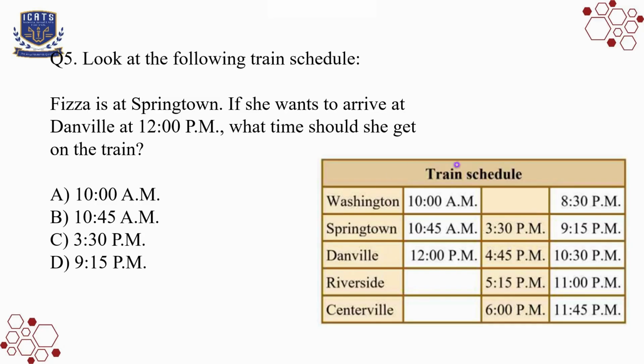We look at the train schedule. A train travels from Springtown at 10:45 a.m. and reaches Danville. So we should select option B here. She should get on the train at 10:45 a.m.